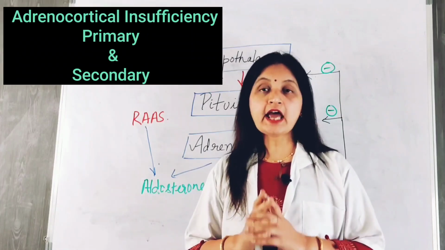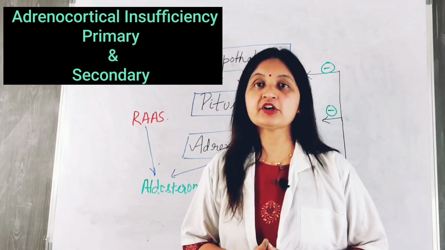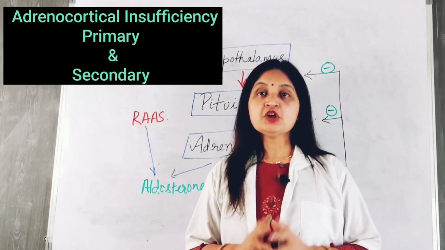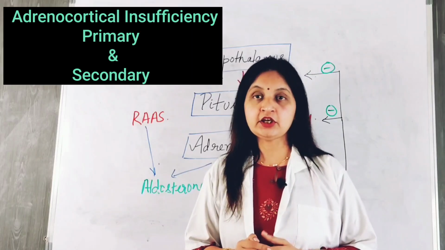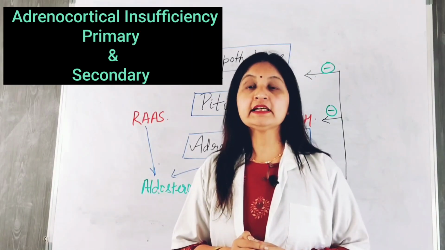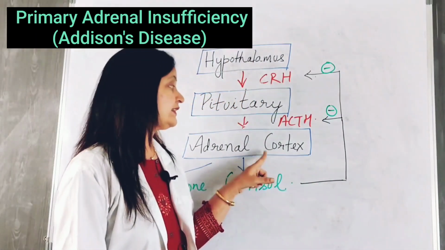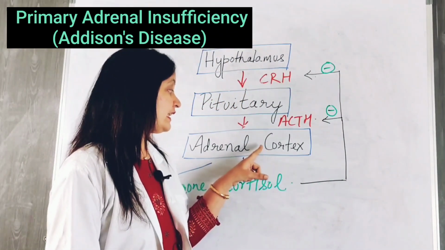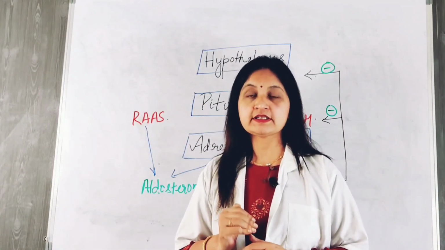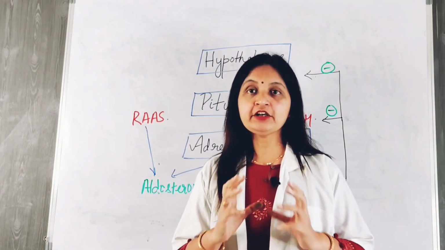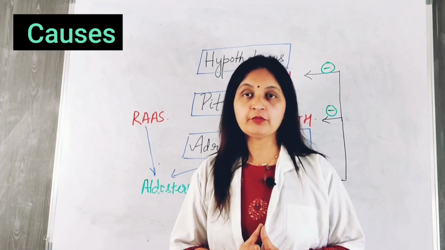So let's now discuss adrenocortical insufficiency, which is characterized by insufficient production of adrenal hormones. It is of two types, primary and secondary adrenocortical insufficiency. In primary adrenocortical insufficiency, there is a defect or disorder in the adrenal glands, in the adrenal cortex, which results in decreased production of cortisol and aldosterone into the circulation. So there is a defect or damage to the adrenal cortex resulting in decreased adrenal hormones.